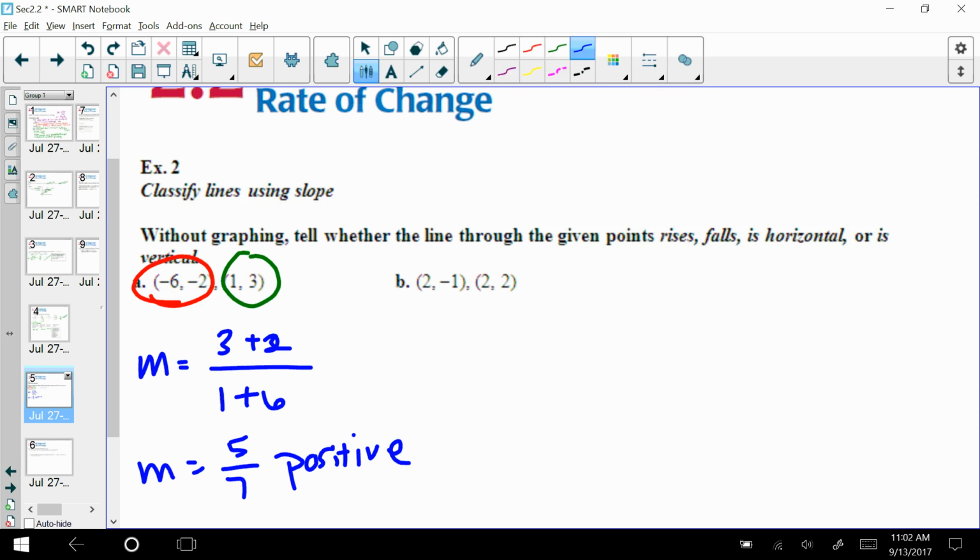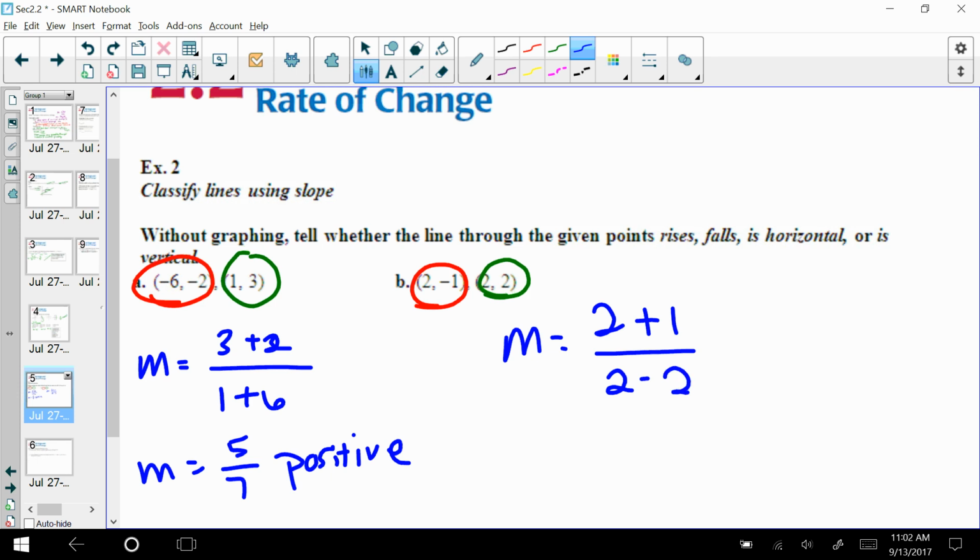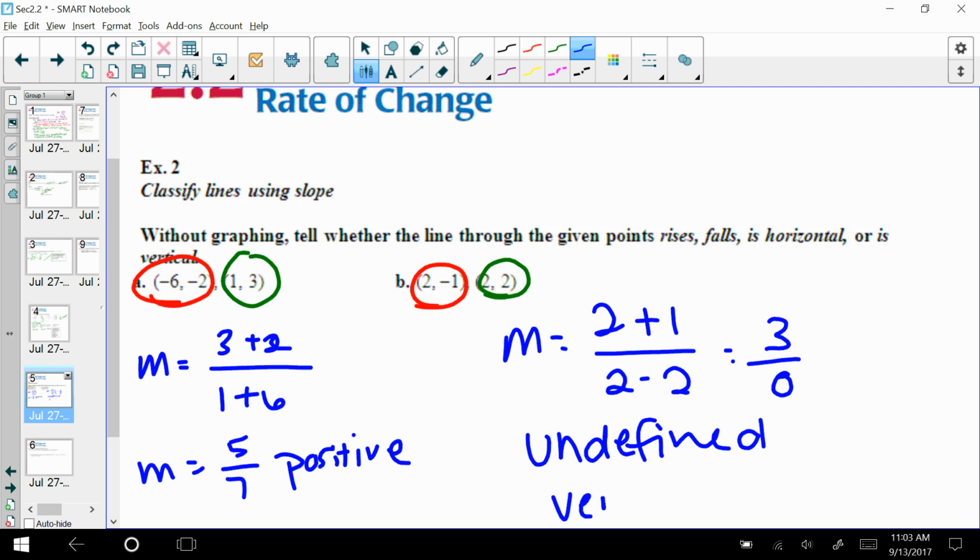In the second example, you can do the same thing. Let's call this x2, y2, and let's call this x1, y1. So we need to first find the slope to determine whether it goes up or down or is horizontal or is vertical. So y2, which is 2, minus a negative 1 over x2, which is 2, minus 2. And we get 3 over 0, which is undefined. So that means it's a vertical line.